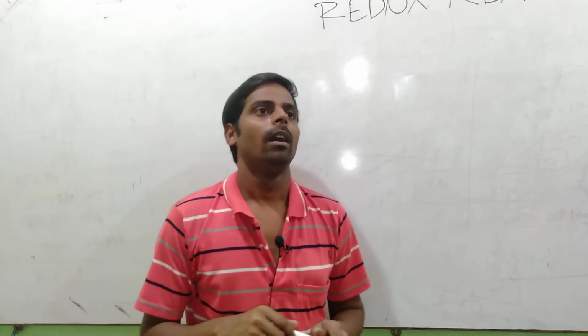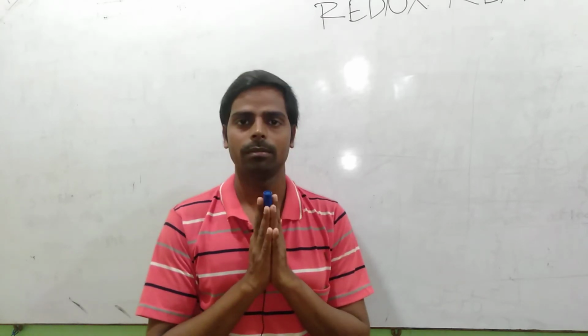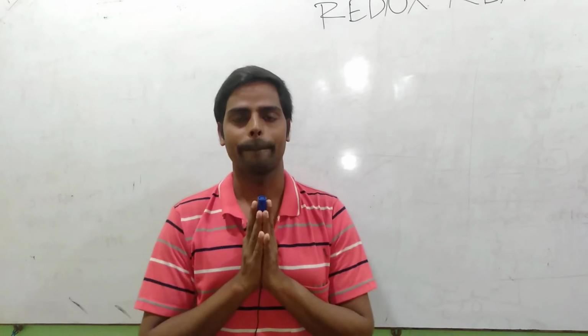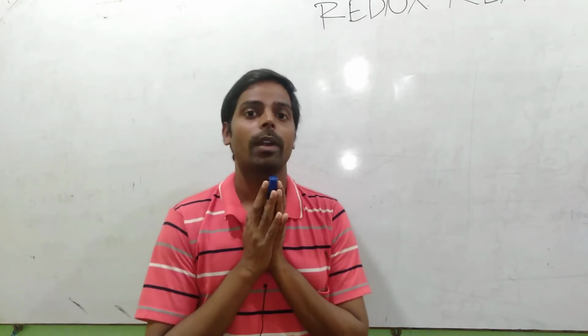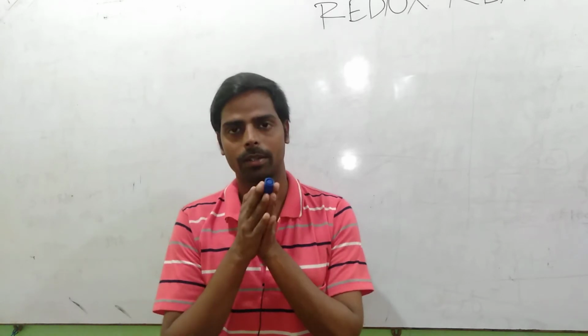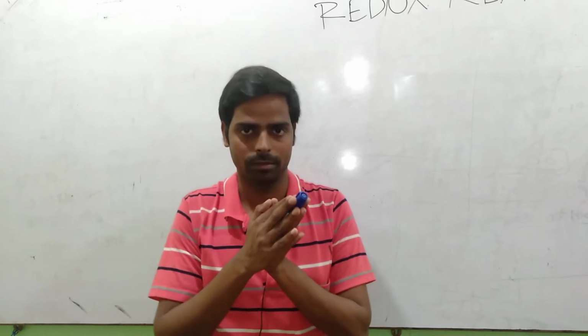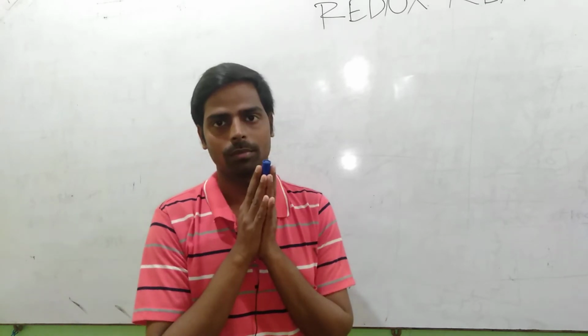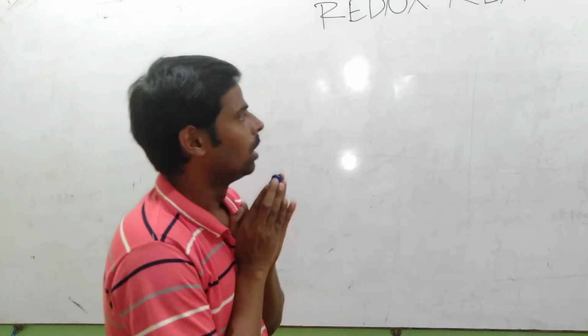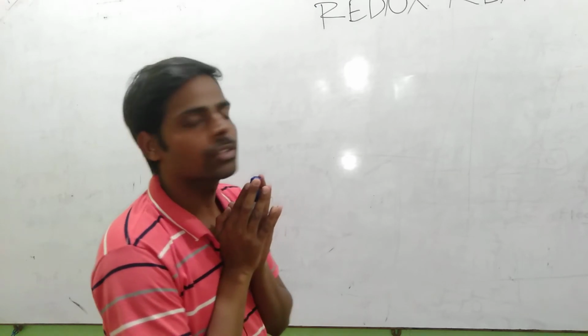If I give you another example, then rusting of iron. When iron is exposed to air, what happens? It reacts with oxygen and gets rusted. That is also an example of oxidation. Okay, this is your oxidation and reduction process.